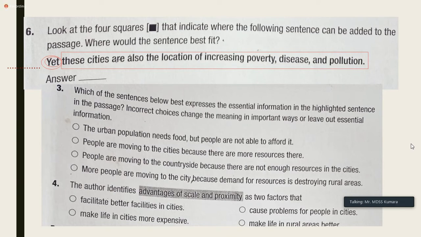In other words, what we say in this sentence beginning with yet is different from what is said in the previous sentence or previous clause. So now we all know that what this sentence says is these cities are also the location of increasing poverty, disease, and pollution. So this gives negative effects of urbanization.